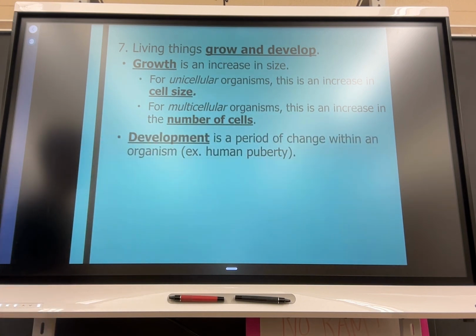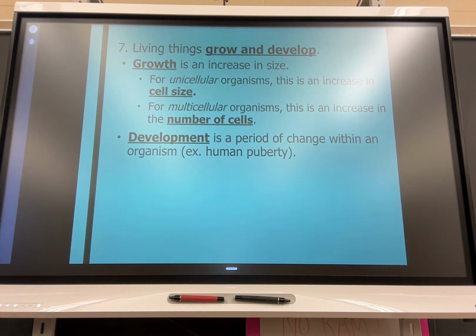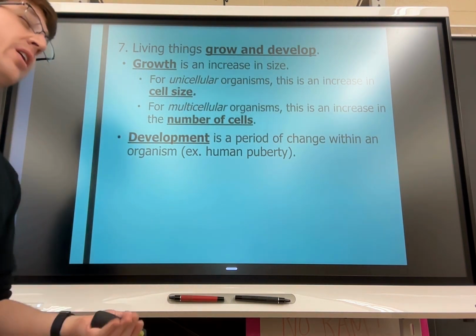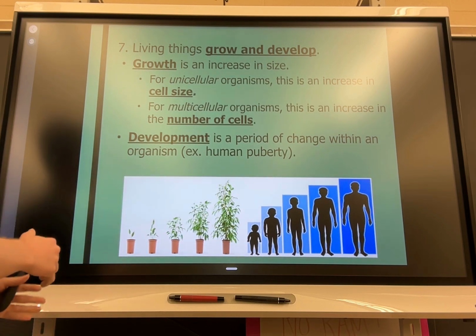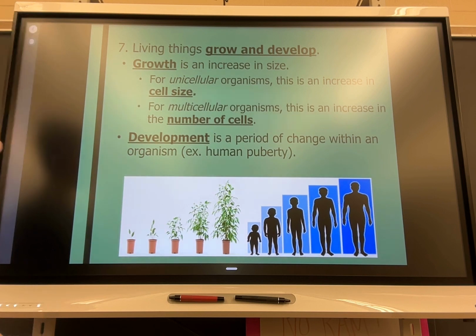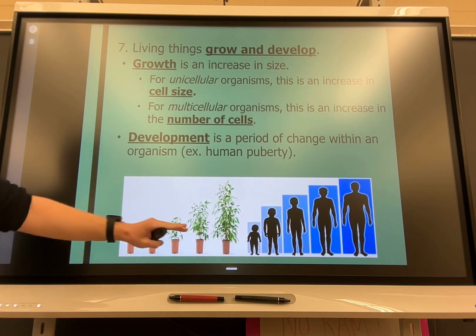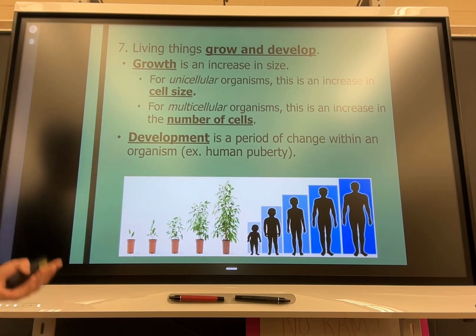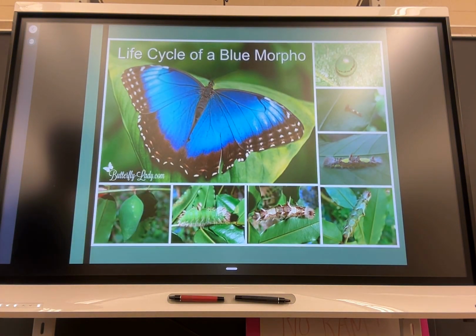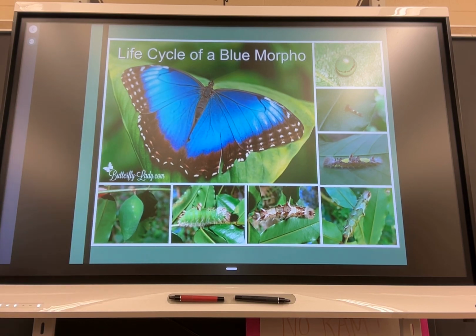Development, on the other hand, is a period of change in the organism. So typically we see changes in physiology, changes in hormones, changes in chemicals, changes in reproductive availability. So for example, human puberty would be an example of development, because we are going from a younger stage into a stage of sexual maturity. In plants, you can see this a lot whenever they start to develop flowers, switching from growth phase into that flowering and reproductive phase. A great example of reproduction and growth, though, is butterflies.